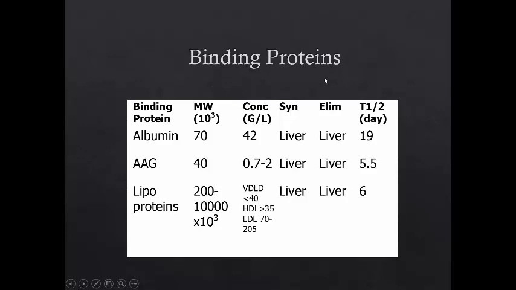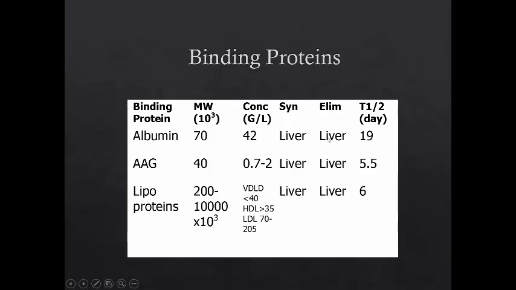Here are our major binding proteins that we have available. Albumin is the most important binding protein because it is the most highly available. As you can see, there's about 42 grams per liter in most patients. Now, if you have somebody that has hypoalbuminemia, less albumin available, then you're going to have a decrease in your N in that case and less binding sites available. So you could have a decrease in binding in that case, right? You can see the molecular weight is 70,000.